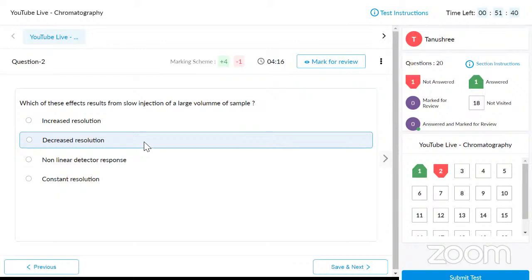Constant resolution will only be obtained if a consistent injection volume of sample is maintained throughout the analysis, intraday or interday. So option C is also not your answer. So your possible answer is option B. So let us proceed with the next.